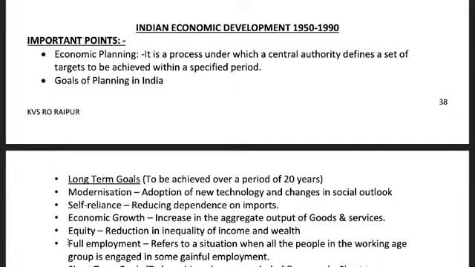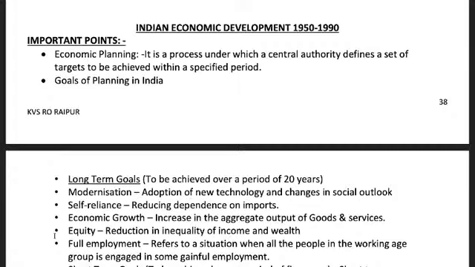Long-term goals are to be achieved over a period of 20 years: modernization, adoption of new technology and changes in social outlook; self-reliance, reducing the dependence on imports; economic growth, an increase in the aggregate output of goods and services; equity, reduction in inequality of income and wealth.